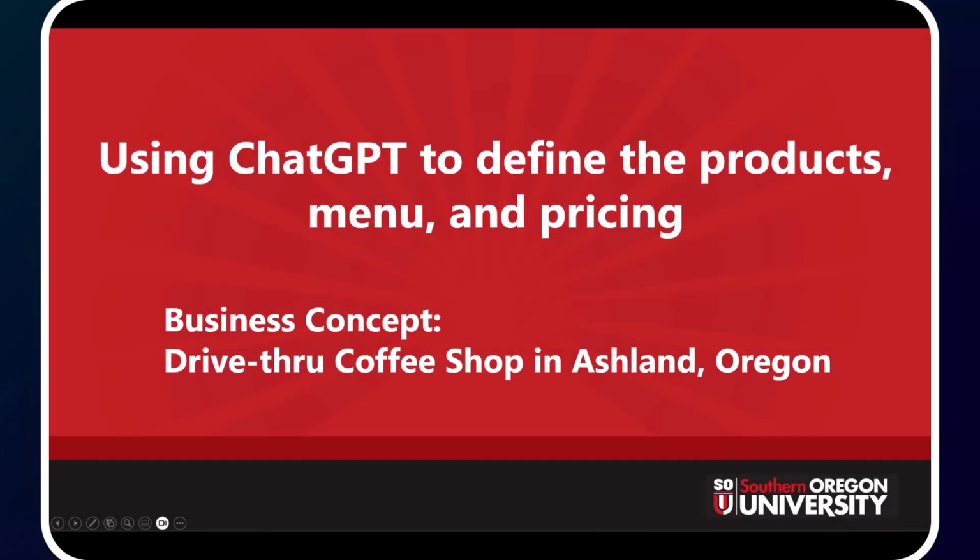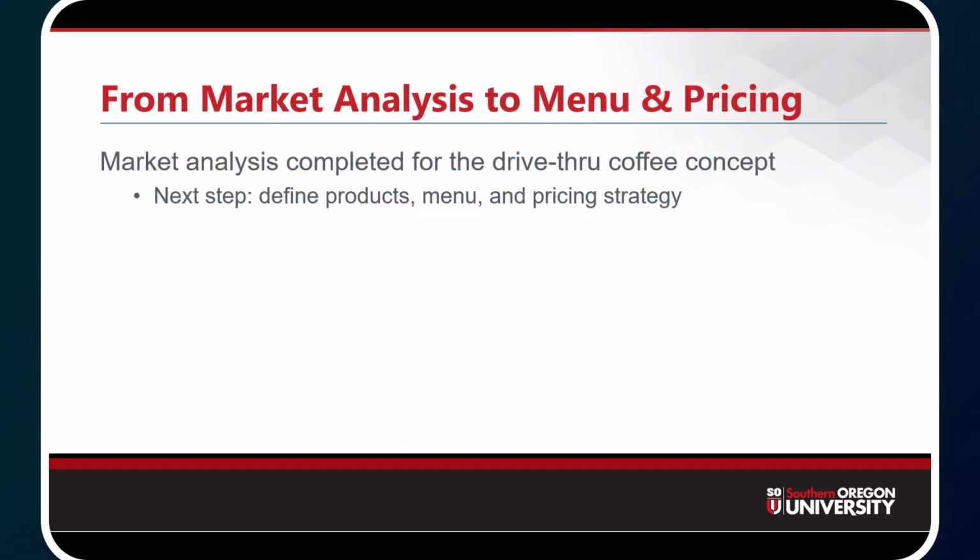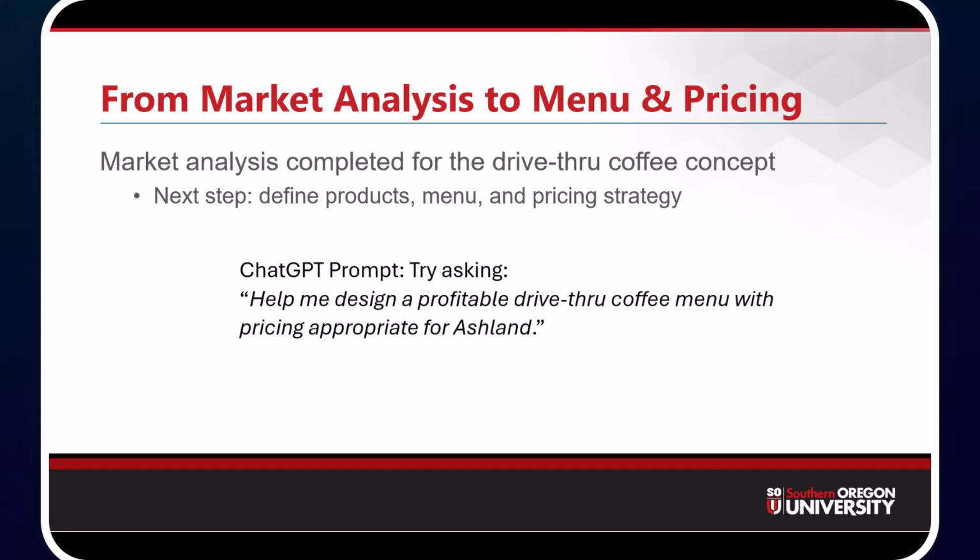At this point, we have already developed our market analysis of the drive-thru market. So the next step is to define the products, menu, and pricing. For this, you can also use ChatGPT to shape your menu and pricing strategy. Try asking, "Help me design a profitable drive-thru coffee menu with pricing appropriate for Ashland."